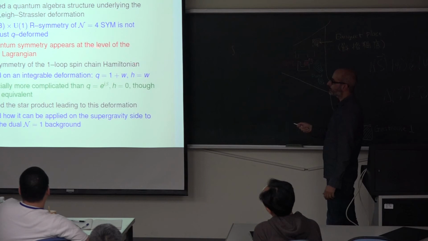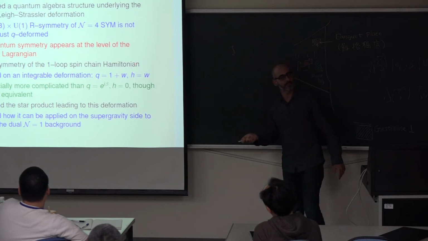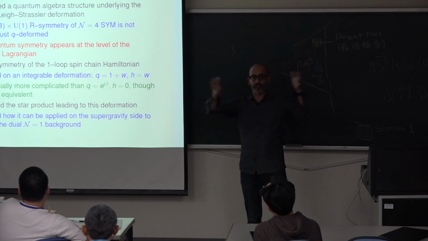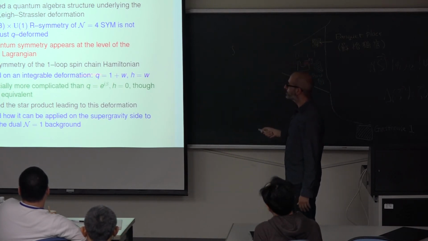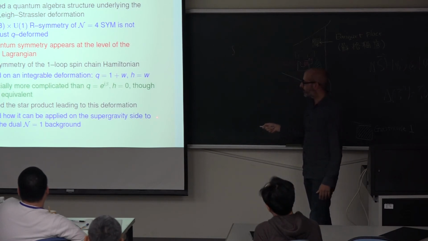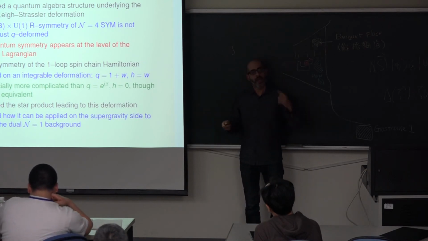It's a symmetry that appears at the classical level, even though it comes from studying the one-loop spin chain. But we're claiming this is a symmetry of the Lagrangian, as long as you think of quantum groups and not Lie groups. And for the integrable deformation, we found the explicit star product, and we showed how you can obtain the dual n=1 background.